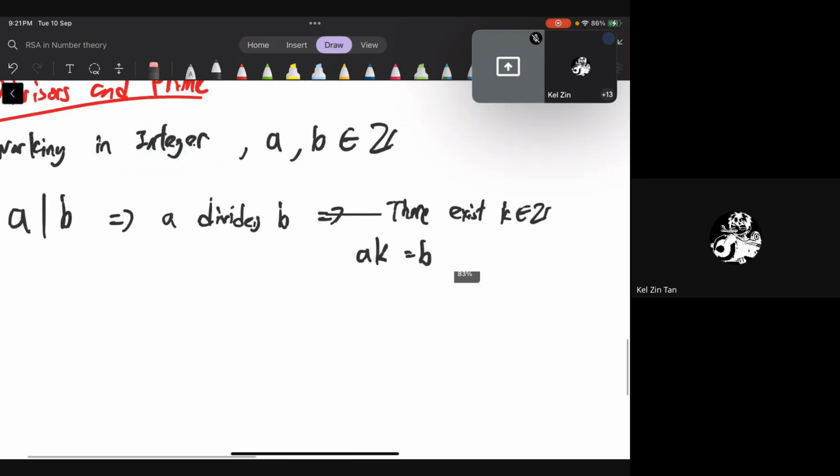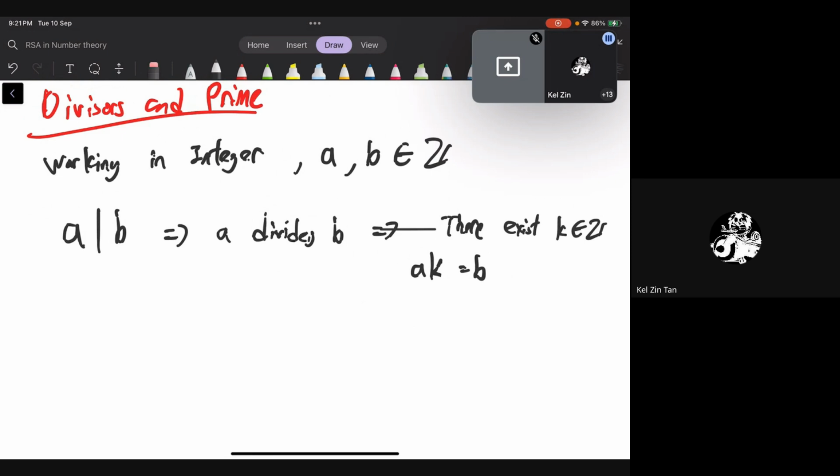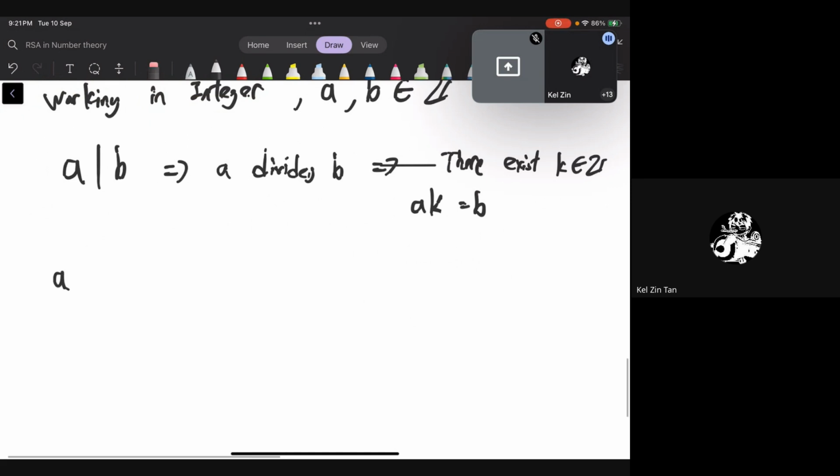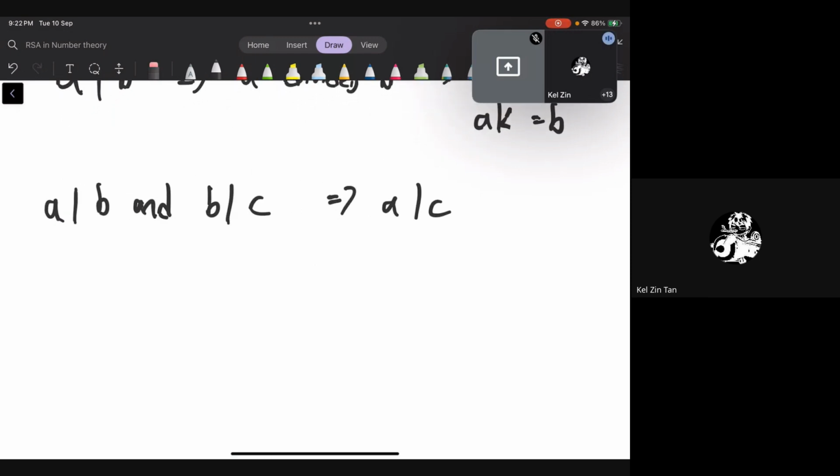Okay, so some properties about this divides notation. Firstly, if A divides B and B divides C, this implies that A divides C. The proof is pretty simple. If you can write AK is equal to B, I'll just quickly write out the proof here.